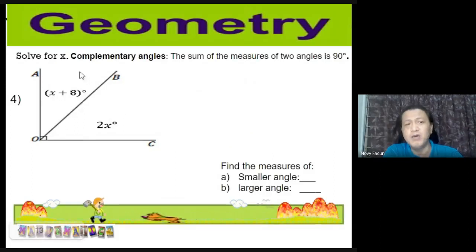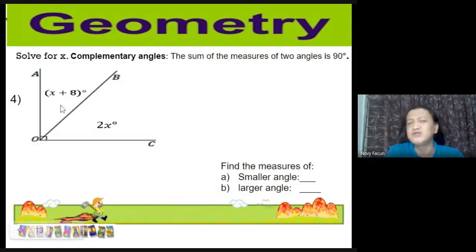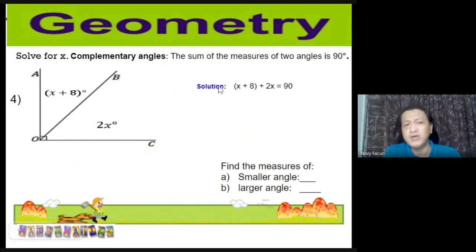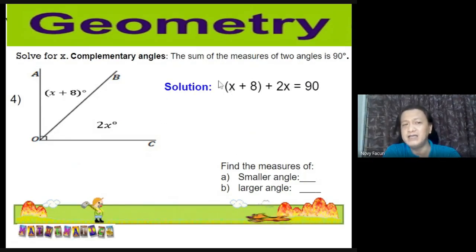This is the smaller, x plus 8. The larger is 2x. How do we know which is smaller? It depends on the opening. If it is bigger, it is the larger. If it is smaller, obviously, that is smaller. And the equation would be x plus 8, this is your smaller, plus 2x equals 90. It is always 90 because it is complementary.